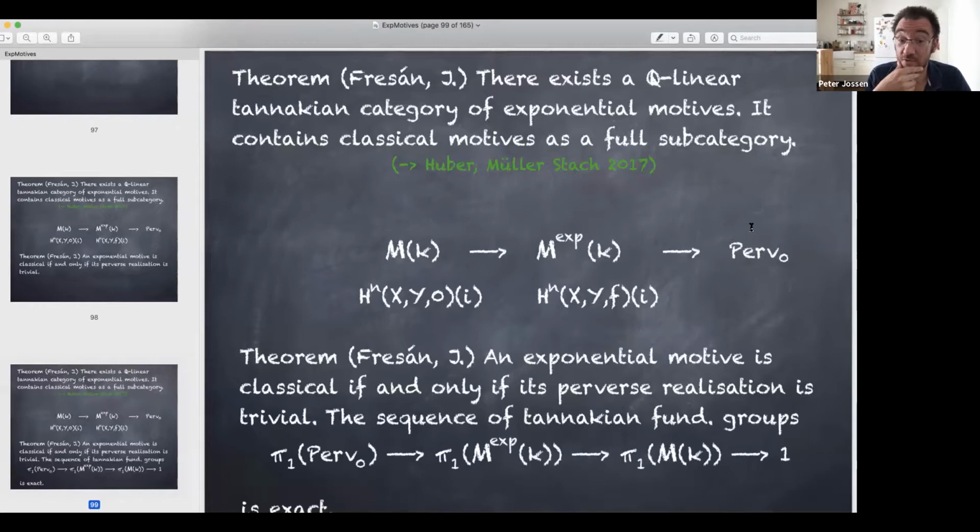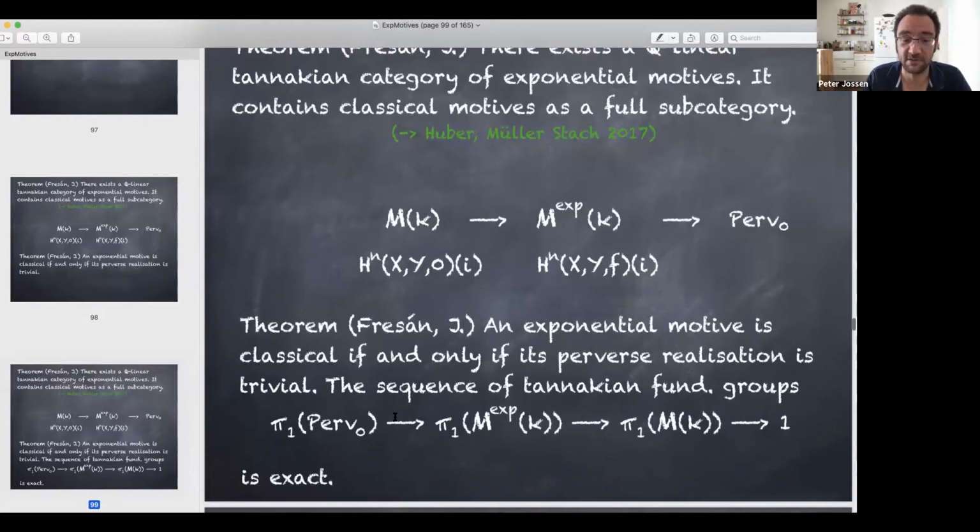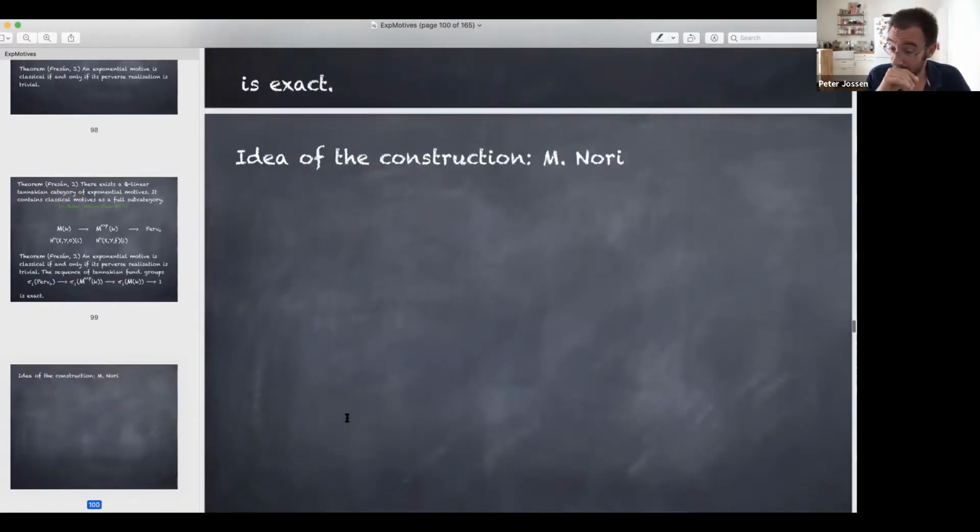And a bit stronger, you can say that these functors, so the inclusion of the classical motives into the exponential ones and then the perverse realization functor, they induce a sequence of tannakian fundamental groups. And this sequence is in fact exact. So you see exponential motives, it's really the perfect mix between, well, perverse sheaves and classical motives. Mind, however, that the first arrow in this exact sequence is not injective, and there is no one on the far left, and it's really not injective. There are many perverse sheaves that do not come in any way from geometry. That being the reason.